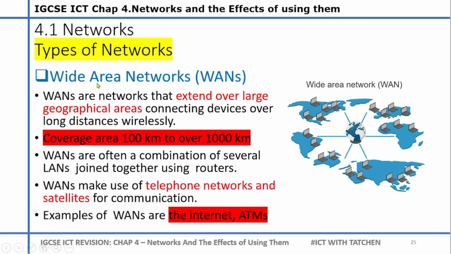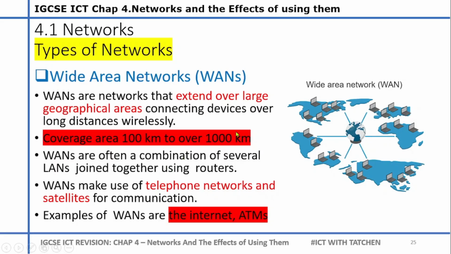Now, the last type of network we'll look at is the wide area network. Wide area networks extend over a large geographical area. So, for instance, a whole city or a whole country can be connected using a wide area network. Then these wide area networks connect to the internet, forming what we then term a global connection or interconnection of computers.